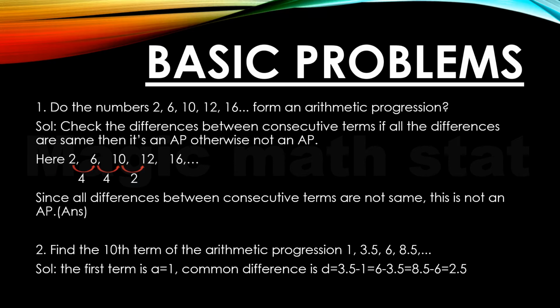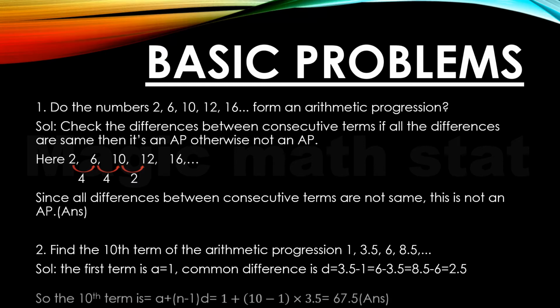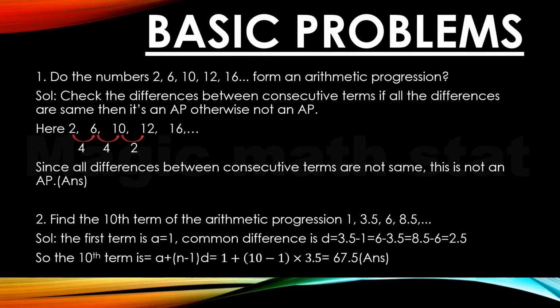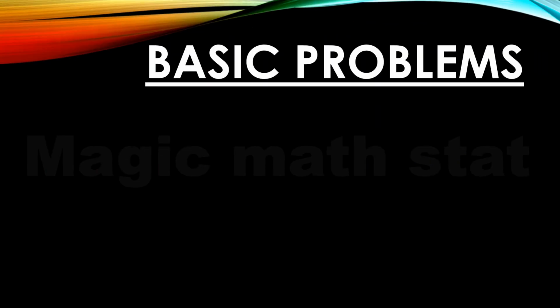Common difference is D equals all the differences of consecutive terms, that is 3.5 minus 1, which will be the same as 6 minus 3.5, which is the same as 8.5 minus 6. The answer is D equals 2.5. So the 10th term, you know the form, is A plus n minus 1 D. Put the values of A, n and D, you get 1 plus 10 minus 1 multiplied by 3.5. You will get 67.5. Let's look at some more problems.